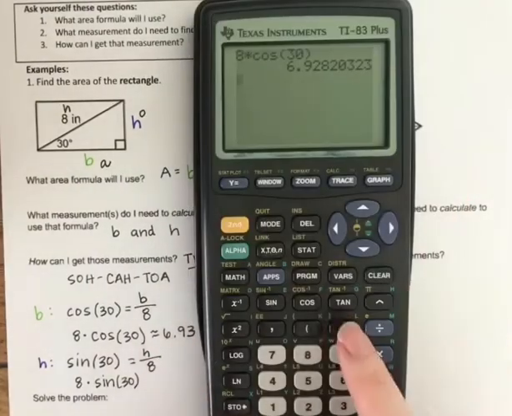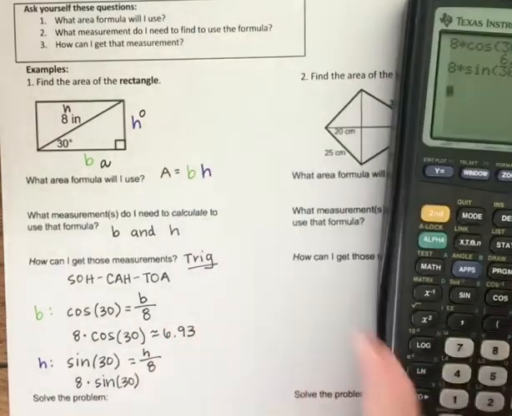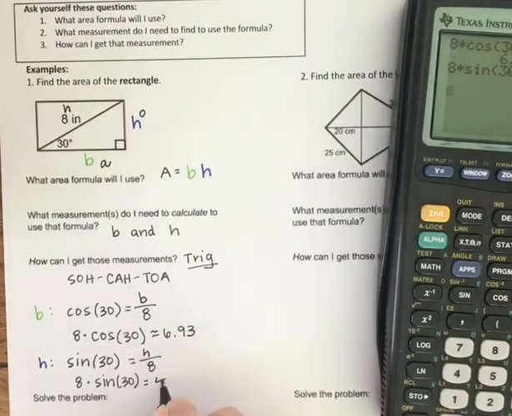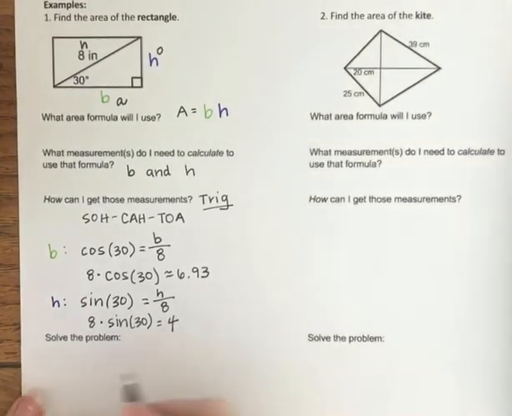and let's see what that gives me. 8 times sine 30 gives me exactly 4, okay? So my base is about 6.93, my height is 4, all right? Now that we have both of those things, we can actually plug into the equation now.